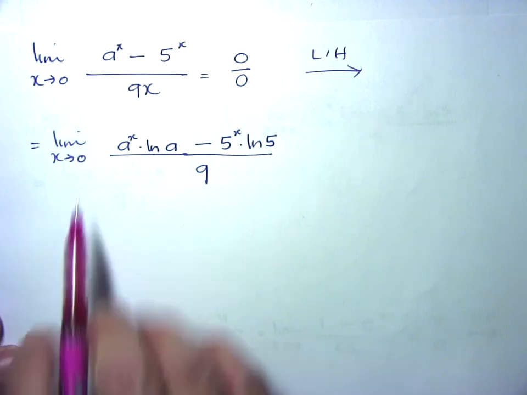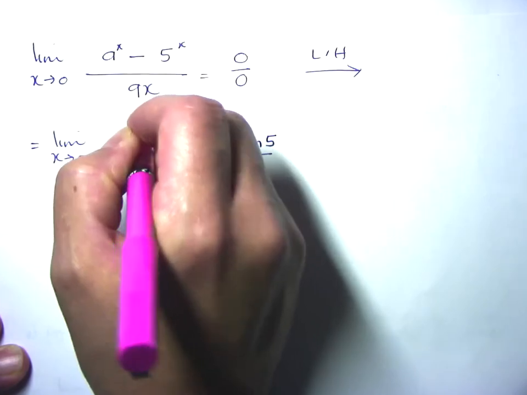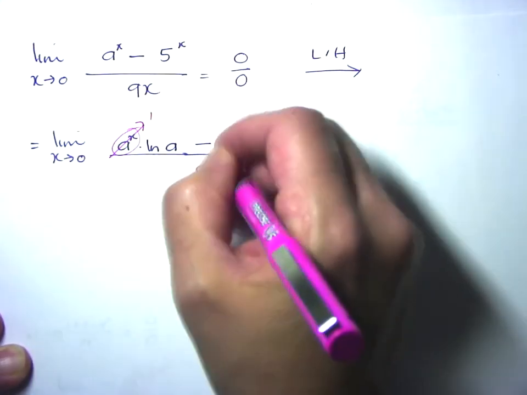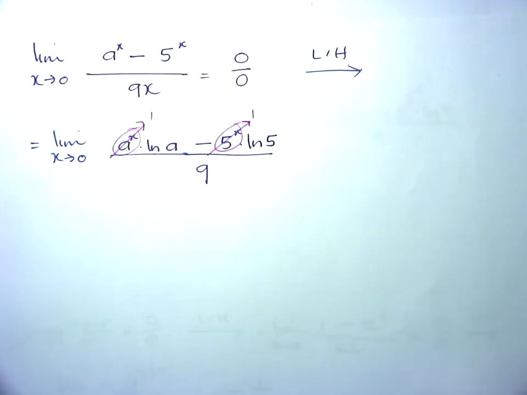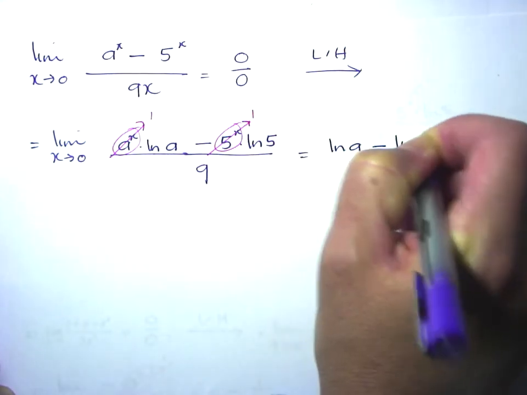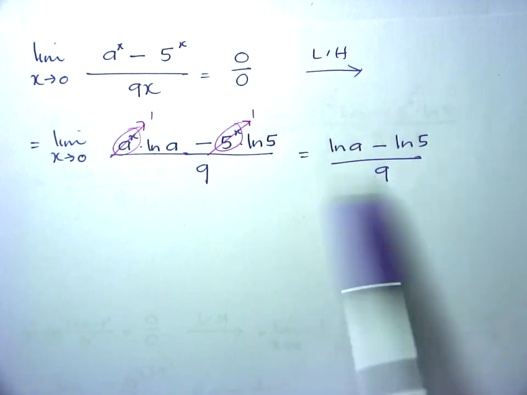So again, if you plug 0 in for x, a raised to the power 0 is equal to 1. Same thing here, plug 0 in for x, 5 to the power x is equal to 1. Right, so if those are equal to 1, you have the natural log of a minus the natural log of 5, divided by 9. So if I gave you a value for a, if I say a is equal to 3, this is equal to a constant value that you can find on your calculator. But until I give you that value a, you're just going to leave it right there in that form.